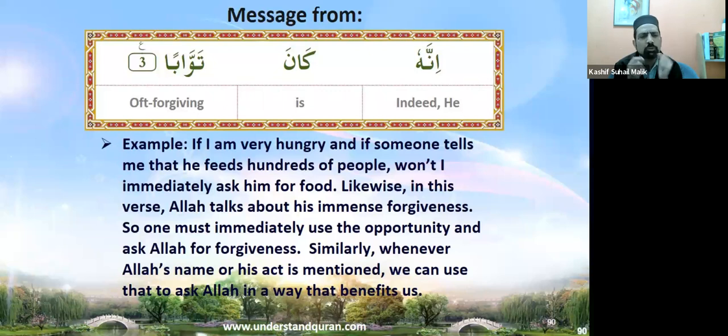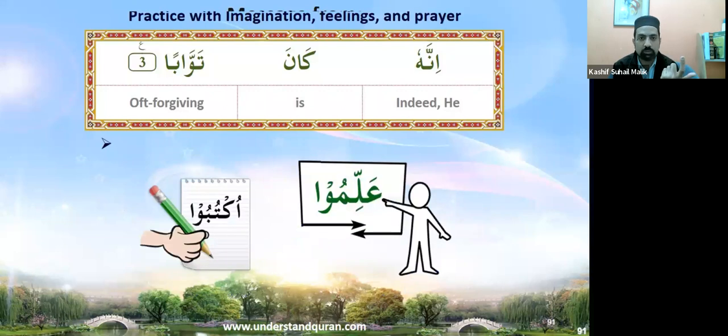Brother and sister, we should immediately ask from Allah, oh Allah, forgive me. So whenever you see this name of Allah, Tawwab, say, oh Allah, forgive me, oh Allah, accept my repentance. I do tawbah, I turn to You. So get the benefit of this. Innahu kana tawwaba.